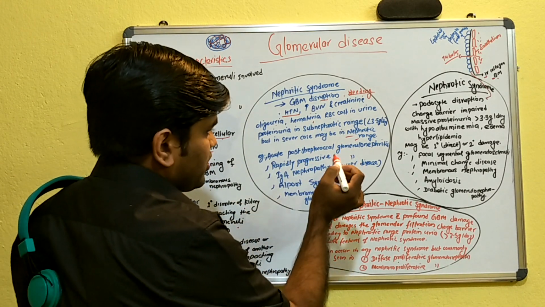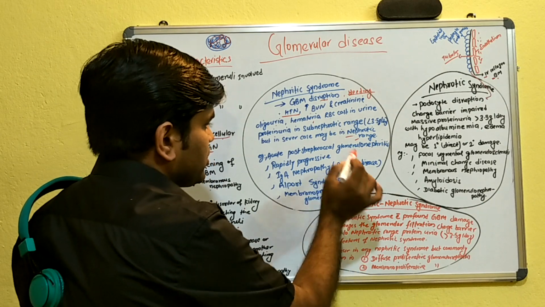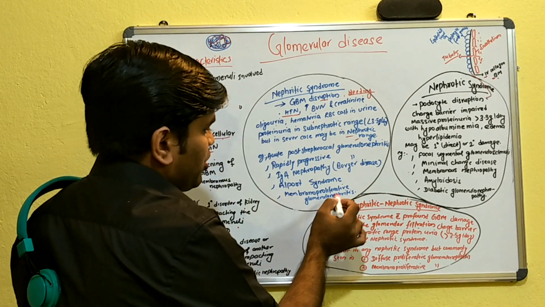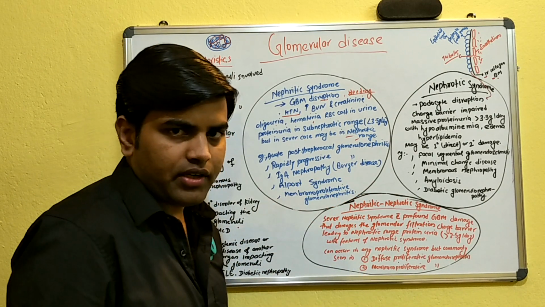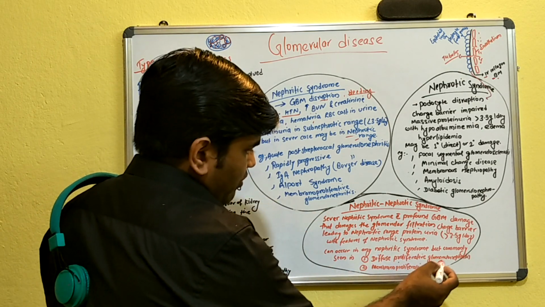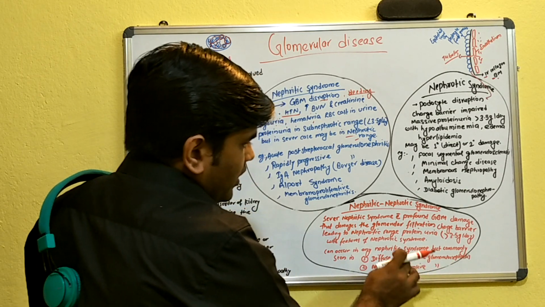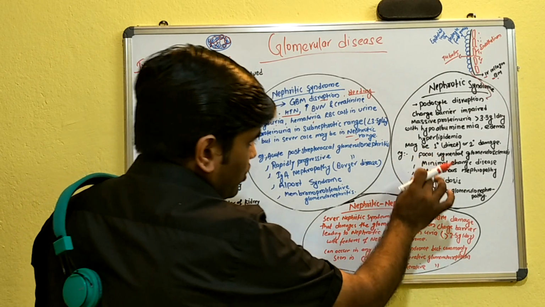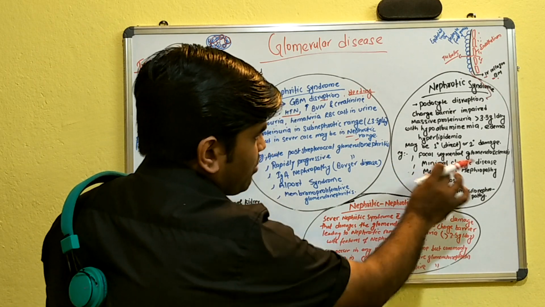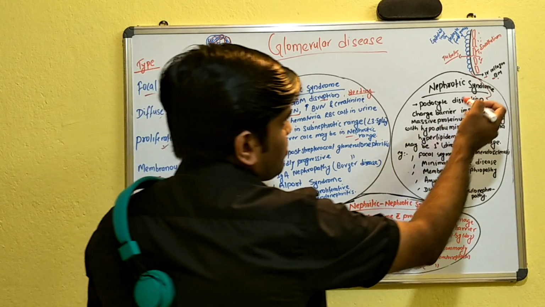Then there is rapidly progressive glomerulonephritis, then IgA nephropathy, also known as Berger disease, then Alport syndrome, then membranoproliferative glomerulonephritis. Okay, the other causes are diffuse proliferative glomerulonephritis and membranoproliferative glomerulonephritis, but it can also be responsible for severe damage, and that may lead to nephrotic syndrome. Okay, so in nephrotic syndrome, what is the main problem?